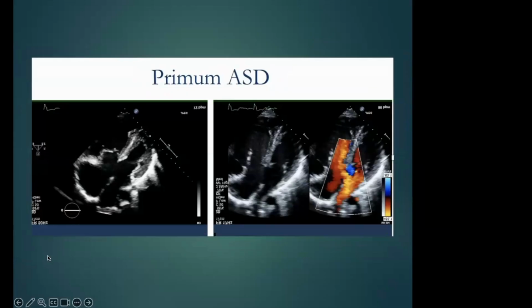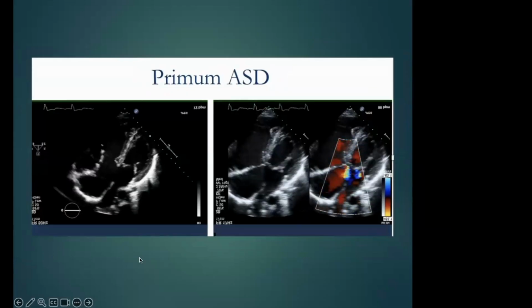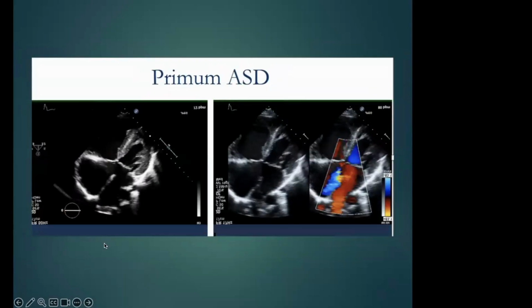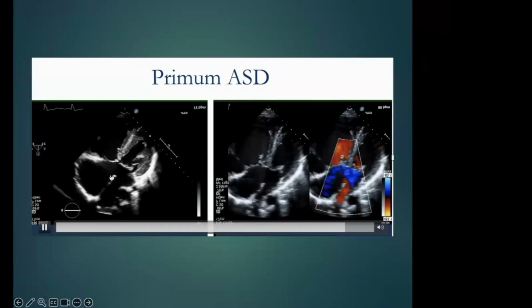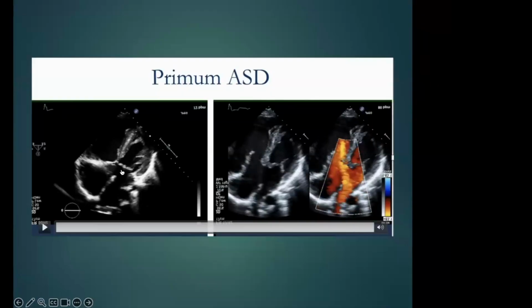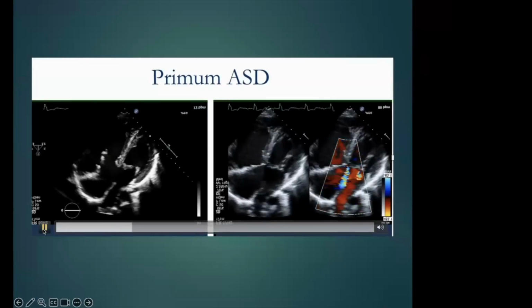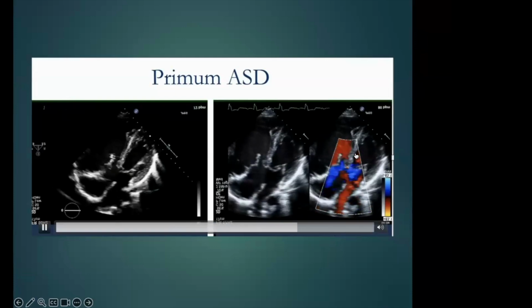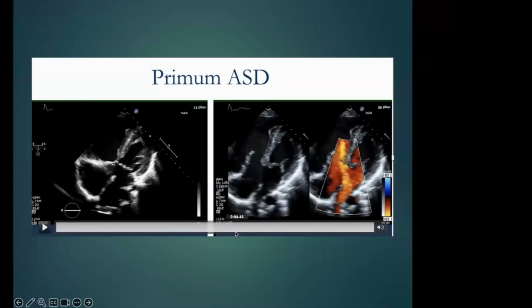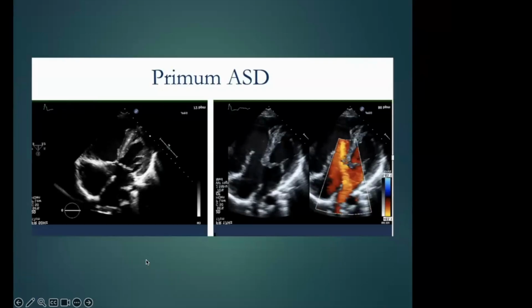And then for primum ASDs, you can see that the defect is essentially right at the level of the AV valves. You can also see equalization of the AV valves, both the right and left, where they're on the same plane, where usually there's some apical displacement of the tricuspid valve. And these are typically associated with, again, a variety of valve lesions. So there's significant TR here, as well as primum ASD.